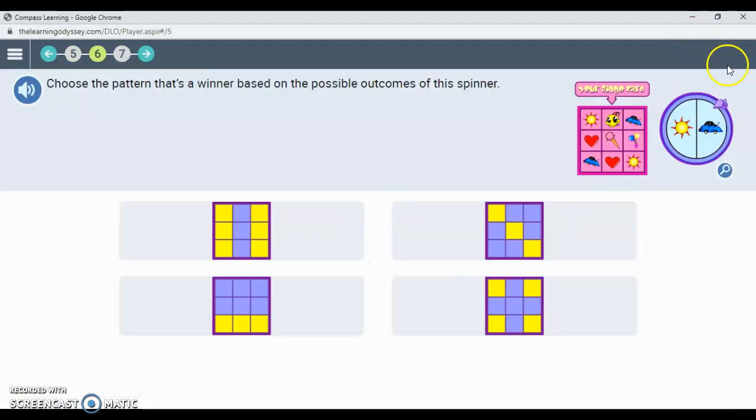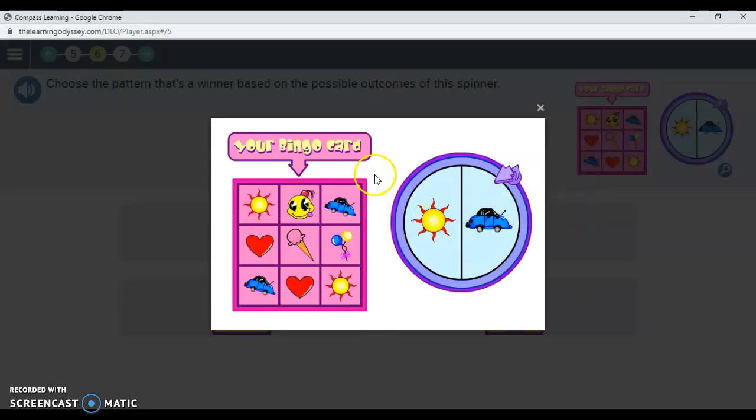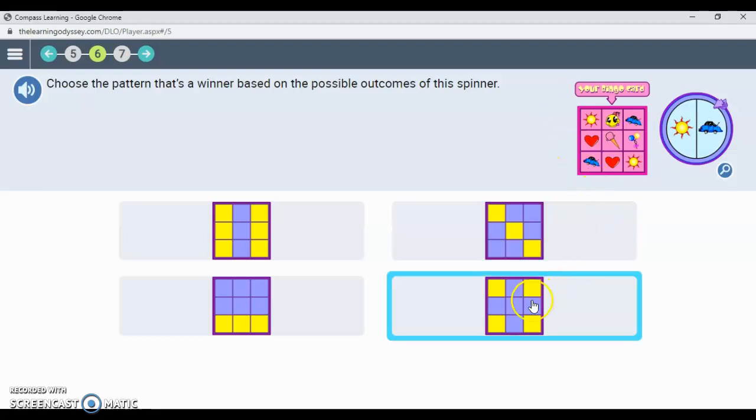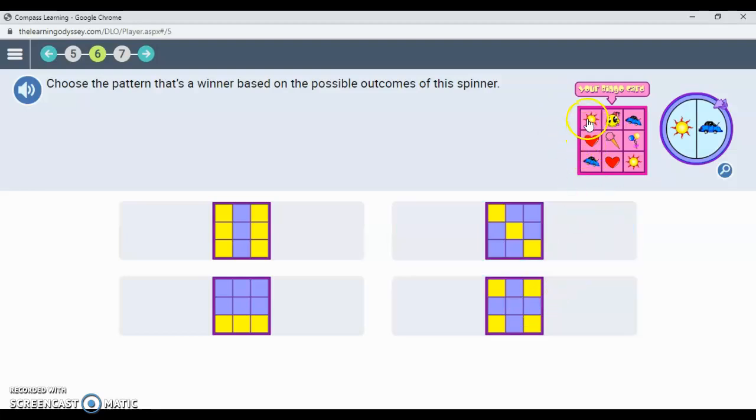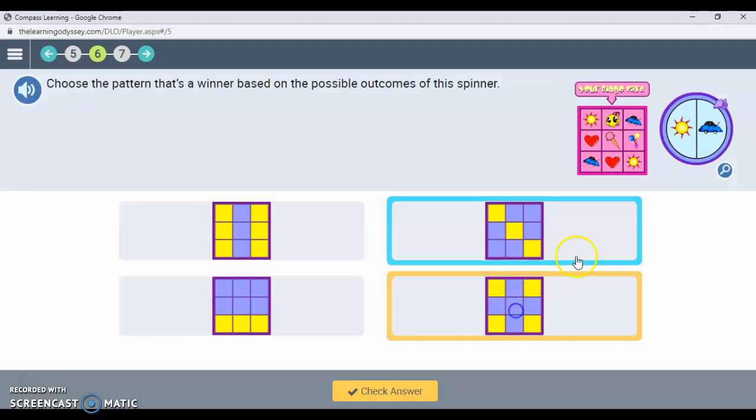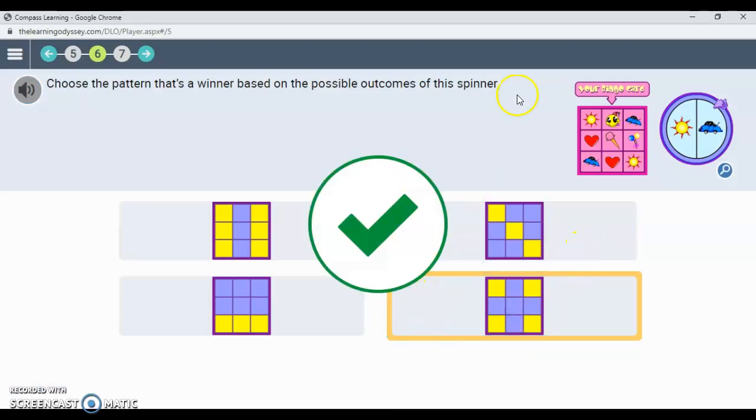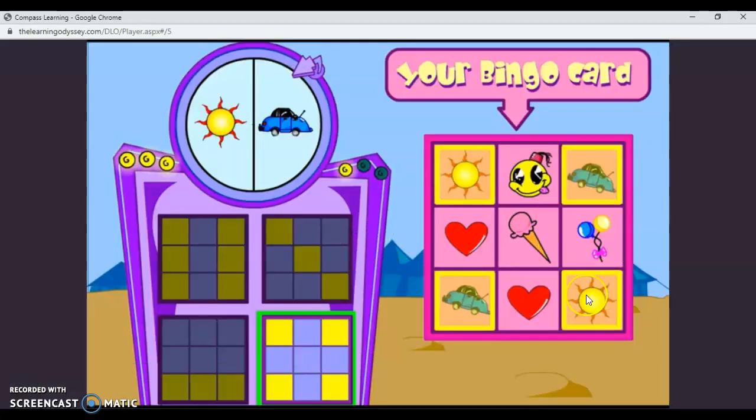Choose the pattern that's a winner based on the possible outcomes of this spinner. Okay, what do you guys think? It's a sun and a car. This one's a little harder. Okay, because they're on the corners, you are going to choose the corners. This pattern shows the possible outcomes.